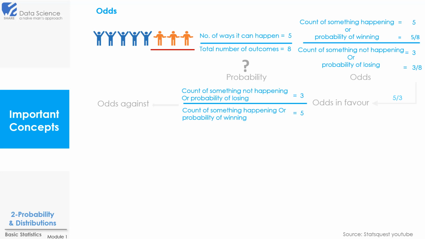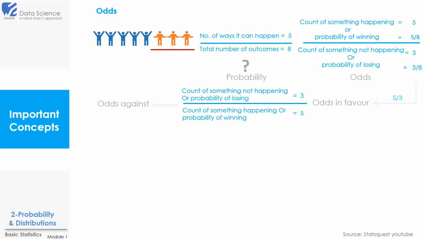Now these are the few terms that we will come across often. So I hope you have got the idea about it. Also, if you have noticed, here odds were expressed as counts as well as probability. But we will often see odds expressed in terms of probability.